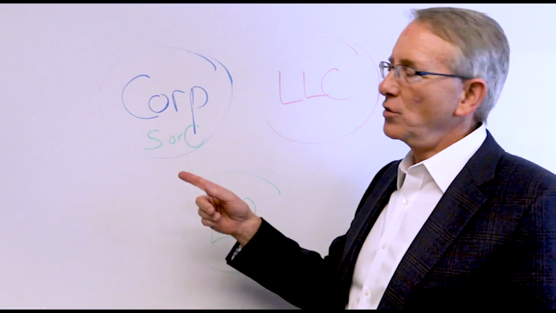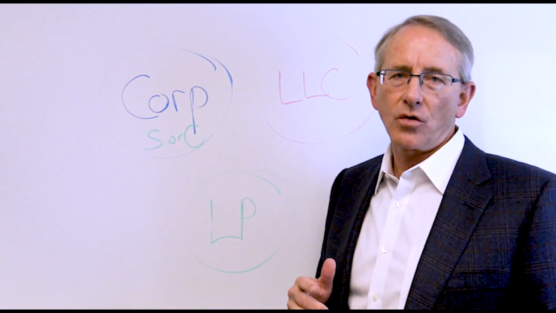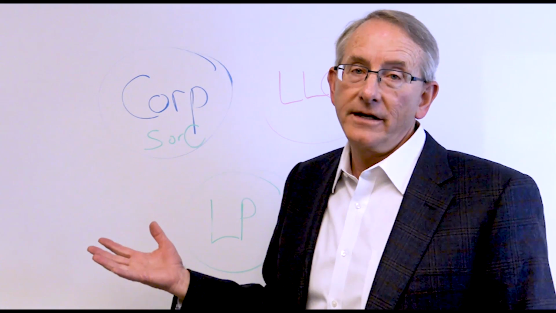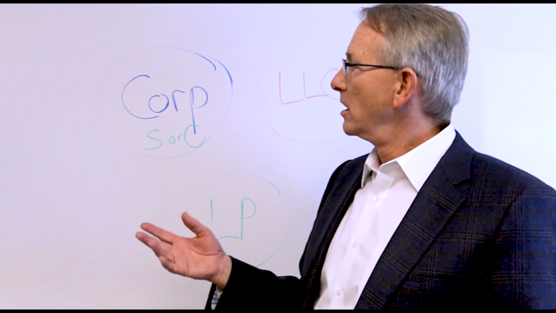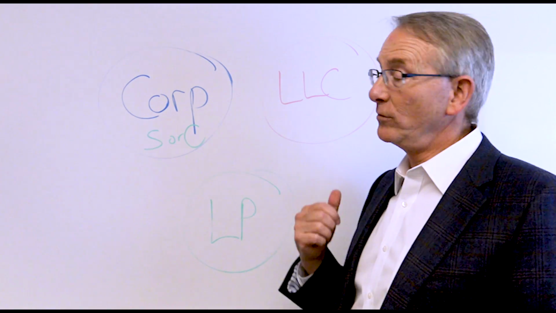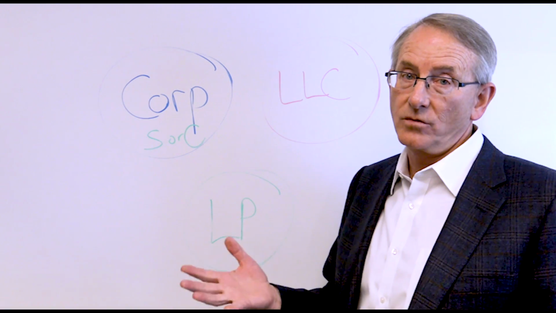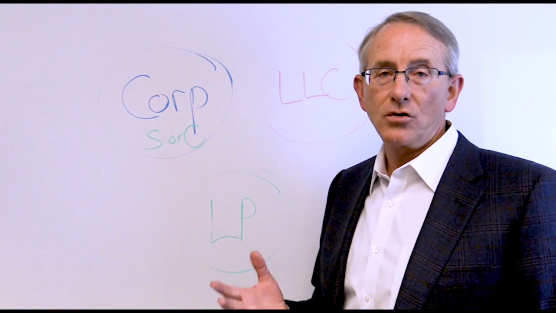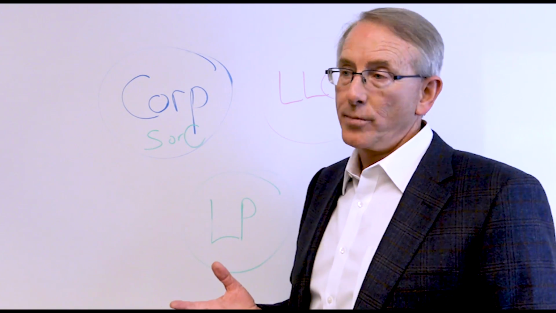Now, the reason you would use a C Corp instead of an S Corp: the S Corp can only have 100 shareholders, and to go public, you need at least 400 people or more. So the S Corp is good for the smaller business. We really like the S Corp taxation, which we'll talk about in a second. But the C Corp would be your choice for going public.